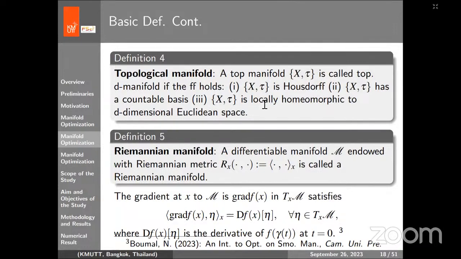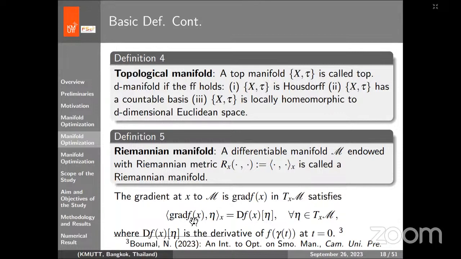From here, we can now define a Riemannian manifold. But in defining a Riemannian manifold, that is a smooth manifold, we require the concept of atlas as well as charts and maximal atlas. Based on that, we can now define our Riemannian manifold, which is a differentiable manifold endowed with the Riemannian metric. With the Riemannian metric, we can talk about distances, angles on the manifold, and many other things will follow.